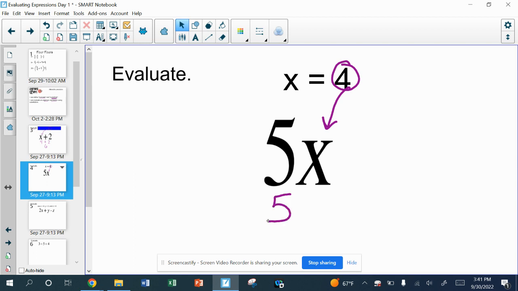This is saying, now I have to be really careful here. I'm going to kind of make a mistake. Some people look at this and they say, oh, instead of that x, I'm going to put a 4 there. Hey, it's 54. But it's not, right?